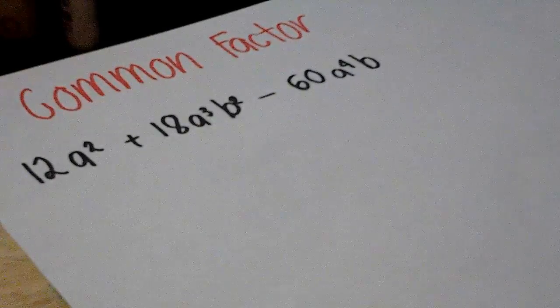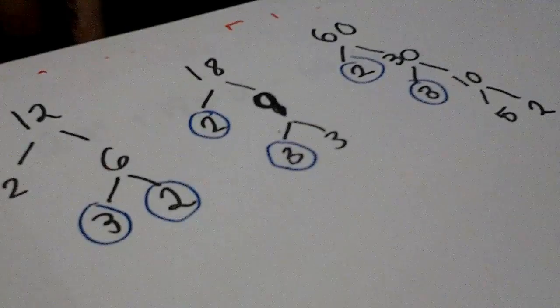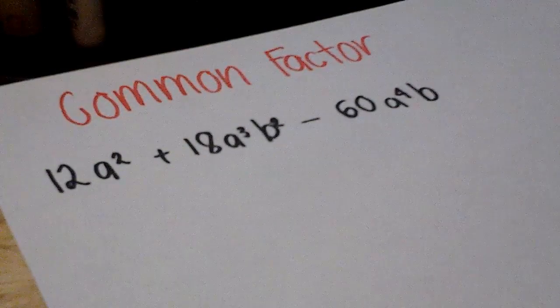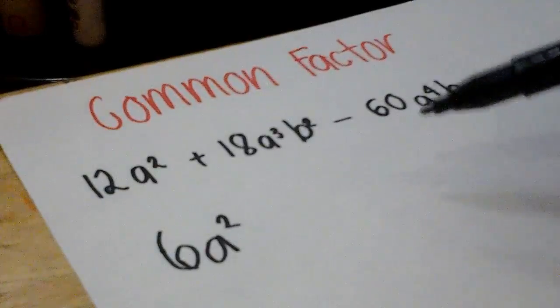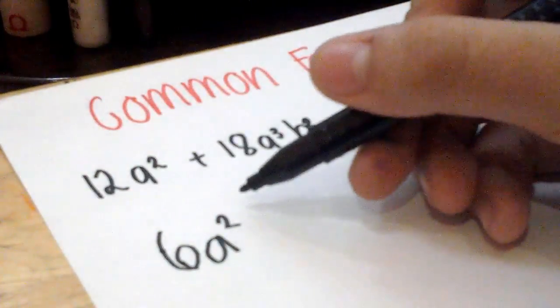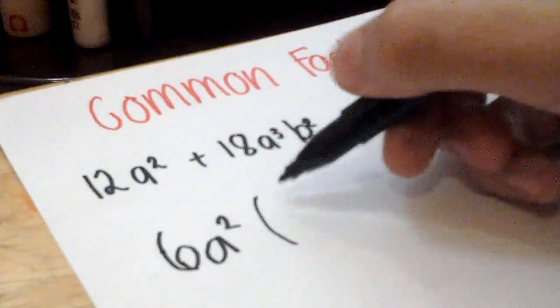Common factor: we need to look for a number that can divide the three coefficients. So we make the prime factorization of the three, and we can see that they can be divided by the number 6. And the variable with the greatest power that they have in common is a squared. So we take them out and then divide all the three coefficients and put them in the parentheses.